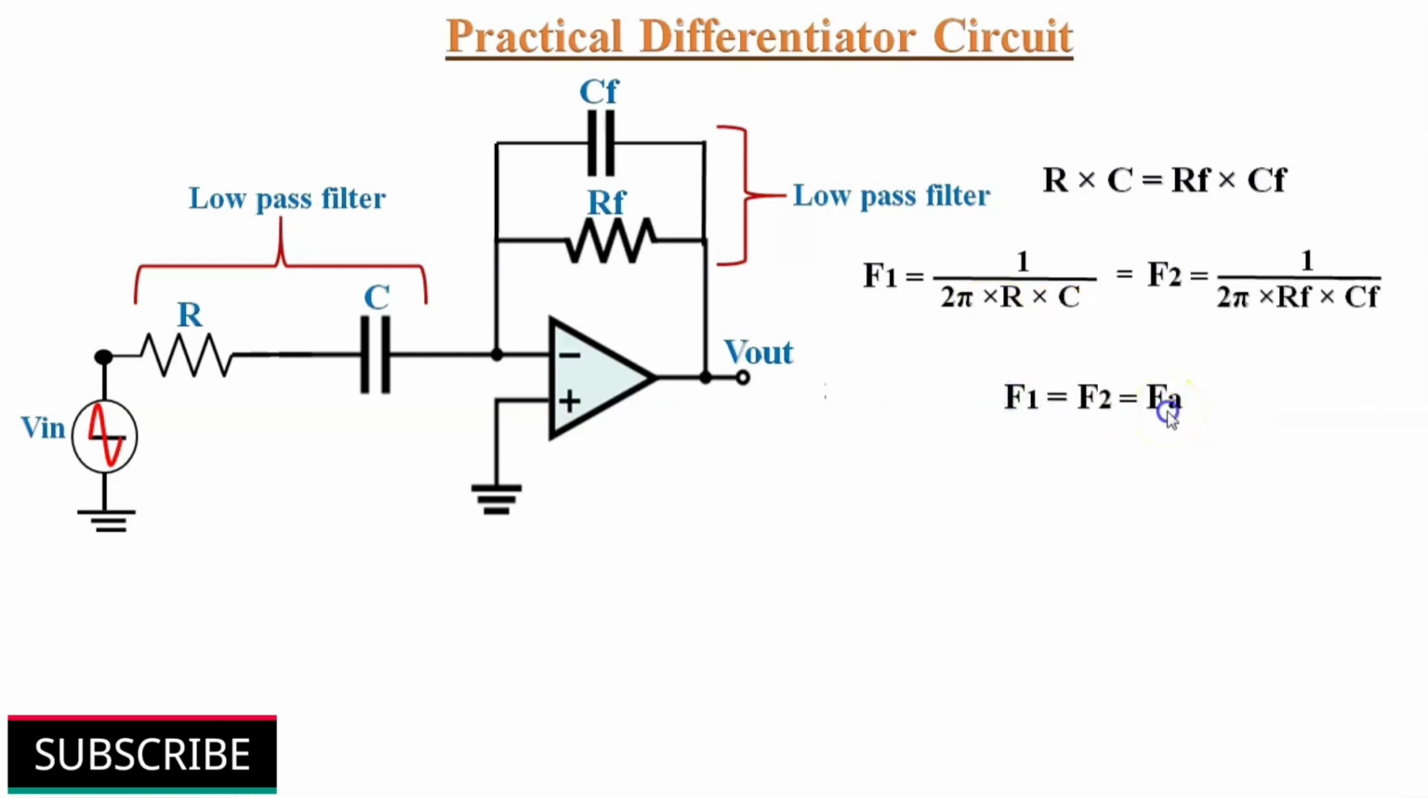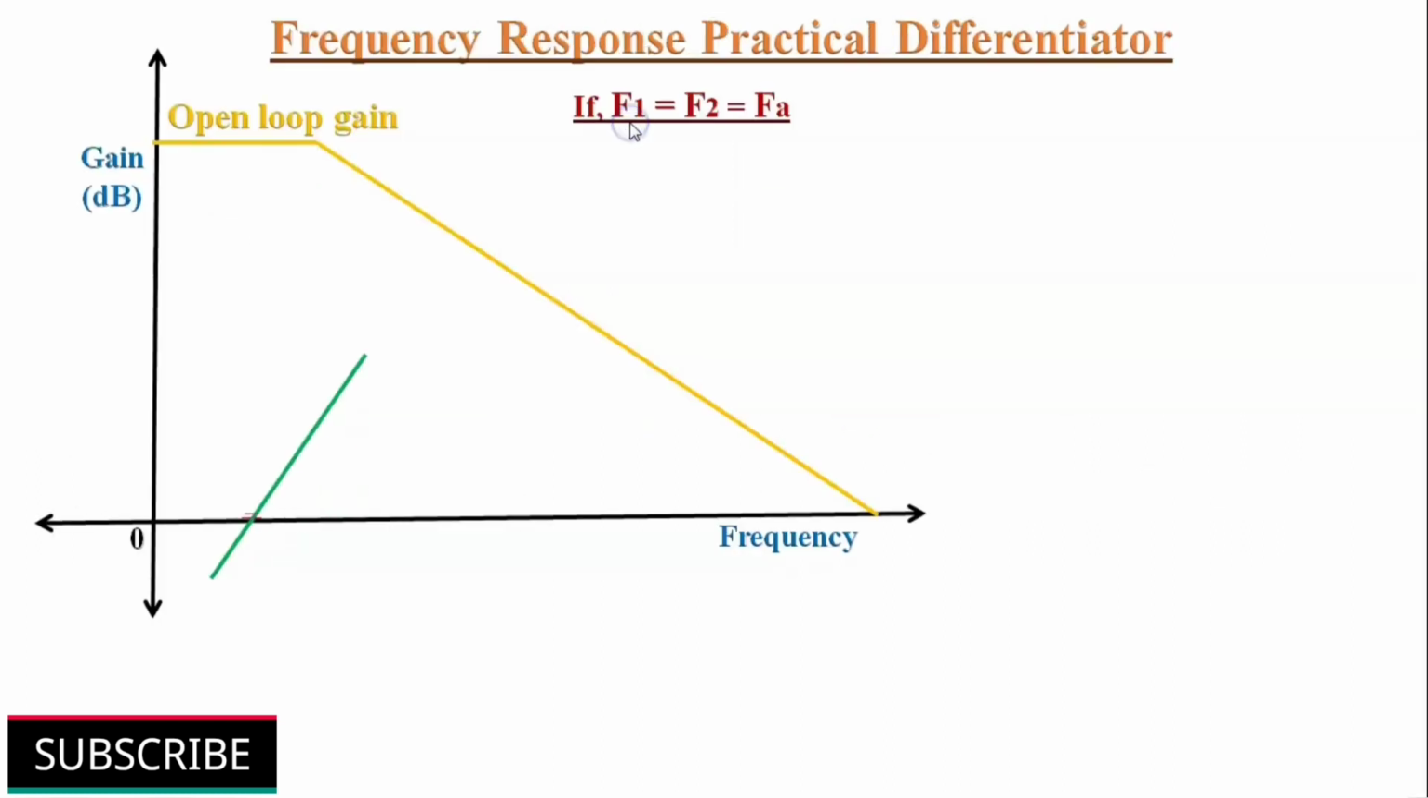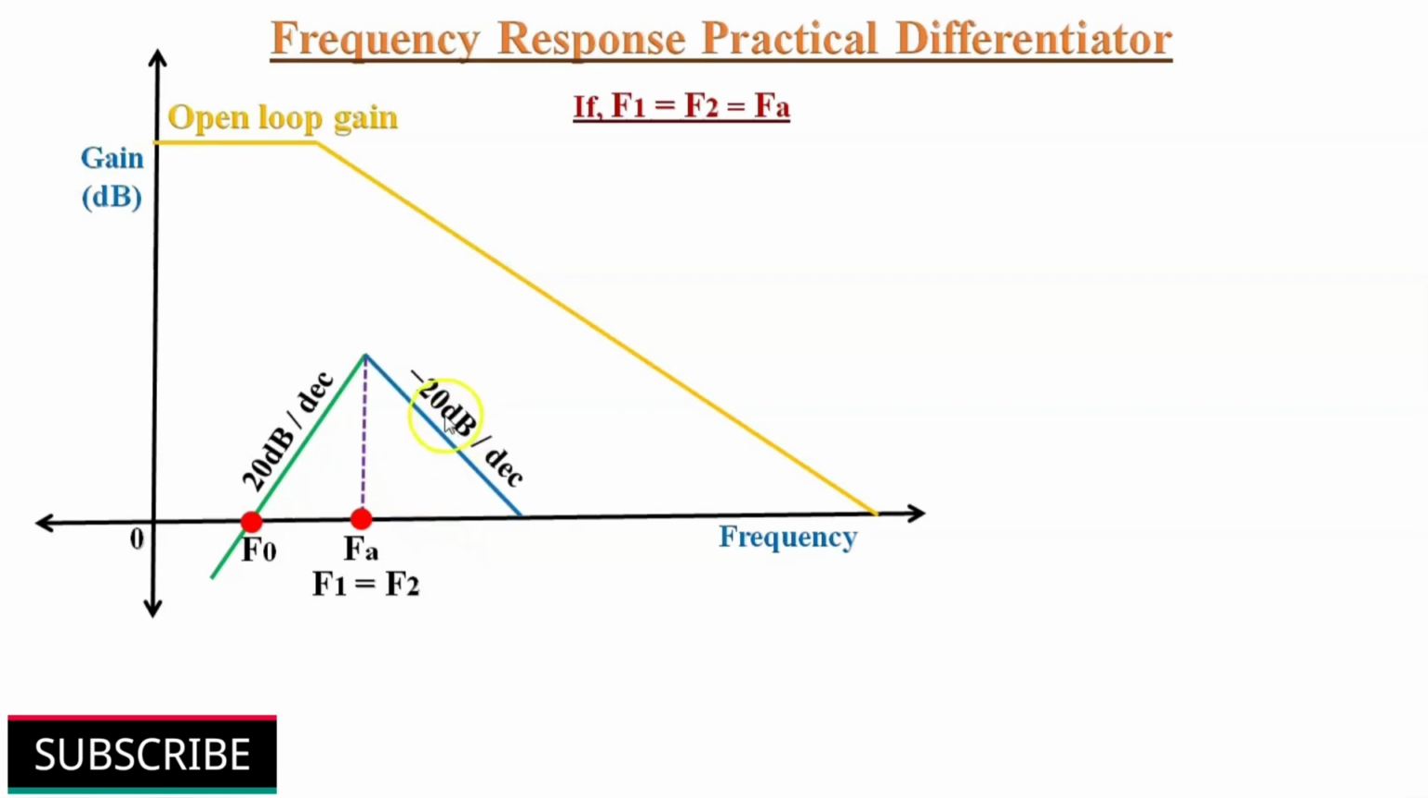We can write Fa as 1 divided by 2 pi RC. Now this differentiator circuit has only one cutoff frequency. If you see the frequency response, up to the cutoff frequency Fa the gain will increase at a rate of 20 dB per decade. If we go beyond this cutoff frequency, then the gain will reduce at the rate of minus 20 dB per decade. So for proper differentiation, input signal frequency Fs must be between 0 dB frequency F0 and cutoff frequency Fa.